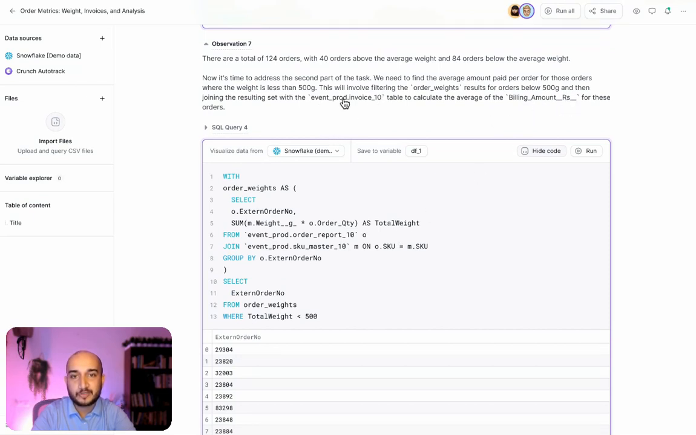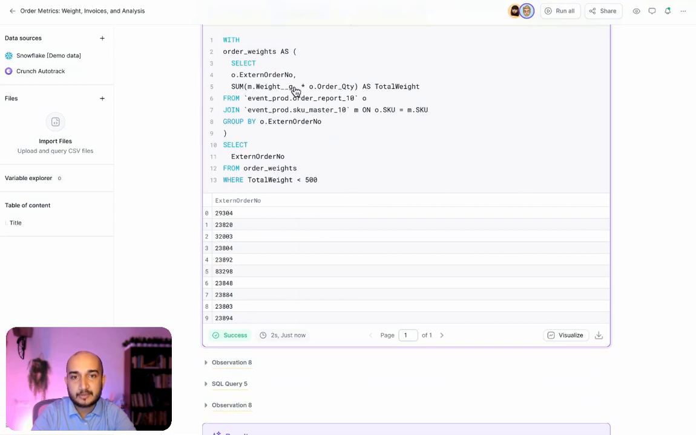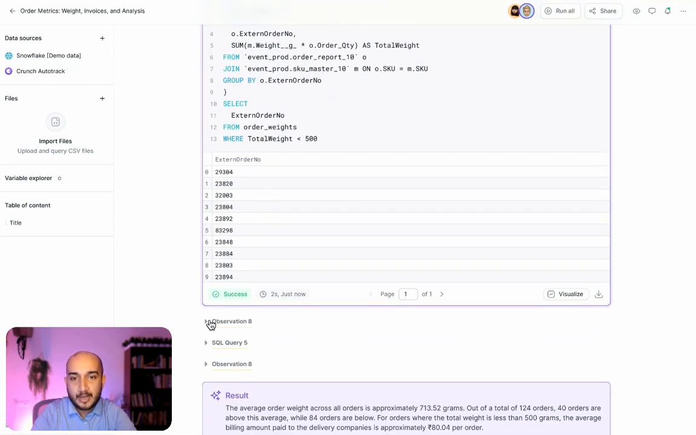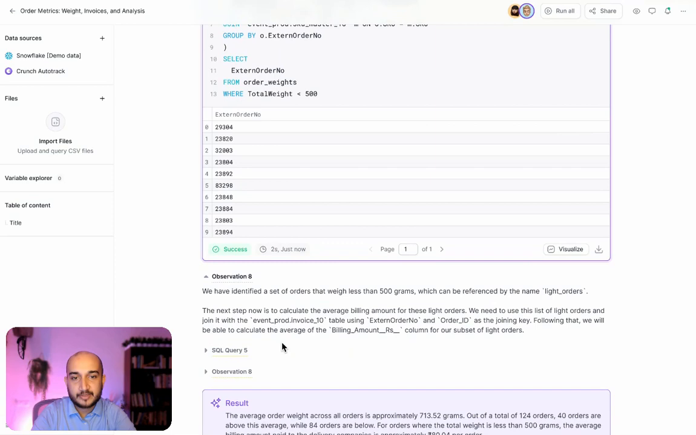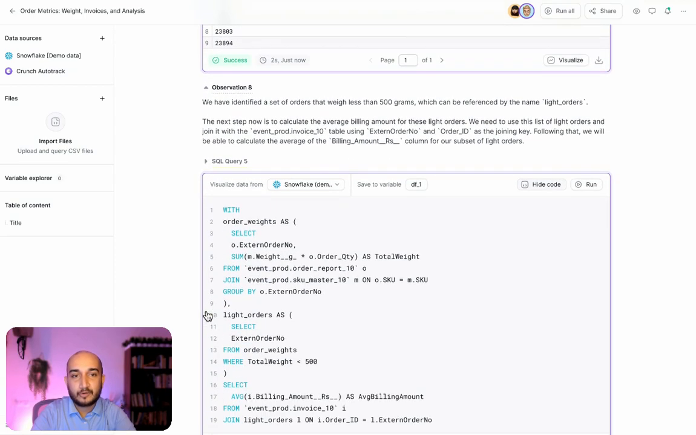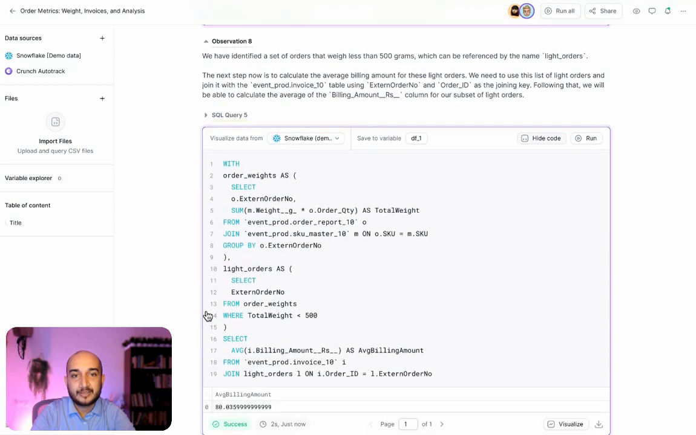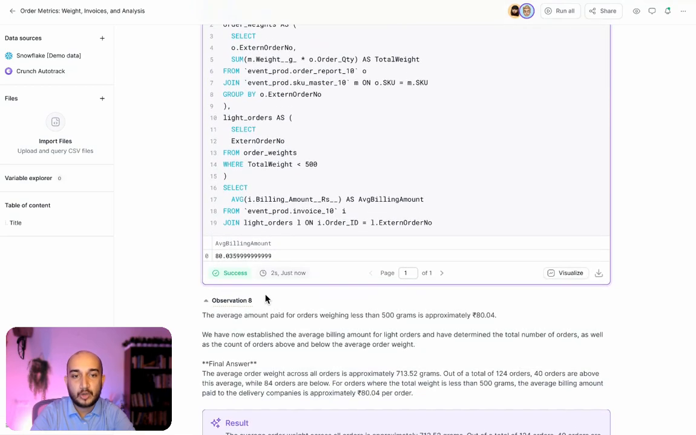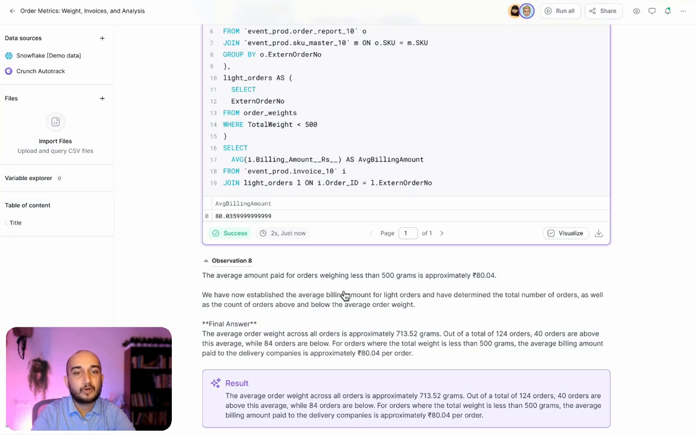As you can see in observation 7 at the very top, it has written the SQL query, all looks good. And then we have identified a set of orders that weigh less than 500 grams, which can be referred to by the name light orders. Wow. So it's also assigning a name. And then you see it again writes a query to calculate the average. And here you go. It has found that the average amount paid per order weighing less than 500 grams is 80.04. Now, this is not very different from what you have already seen, but I'm just trying to throw more and more examples of what all is possible.